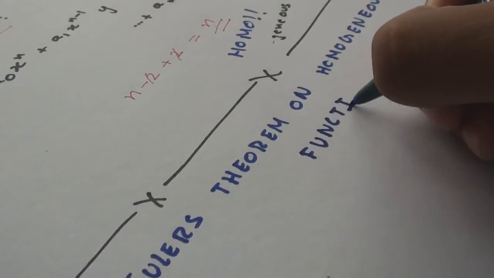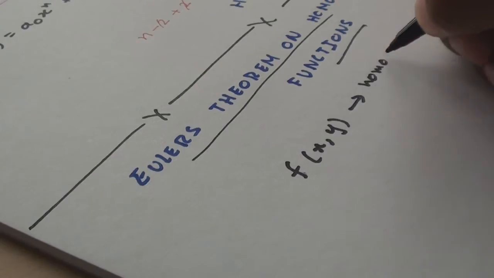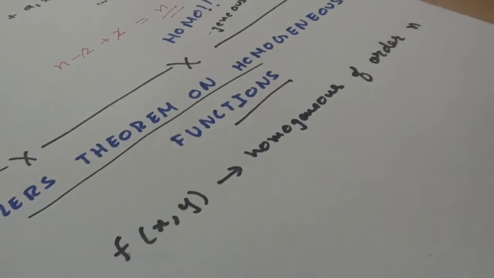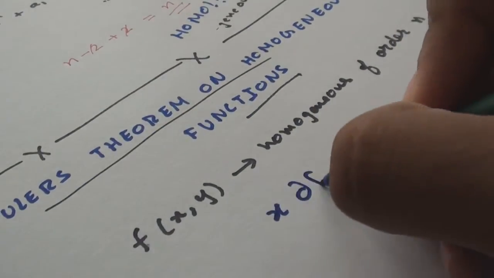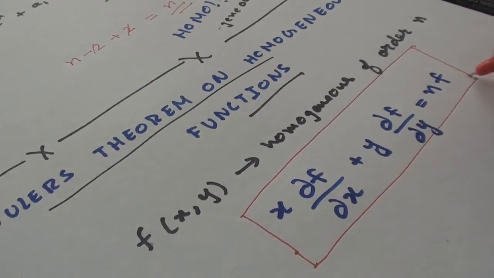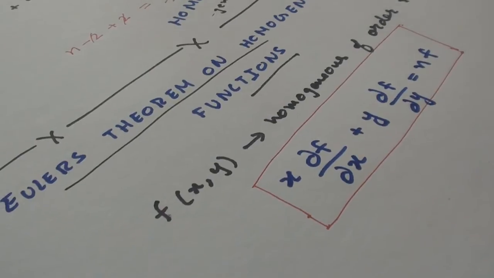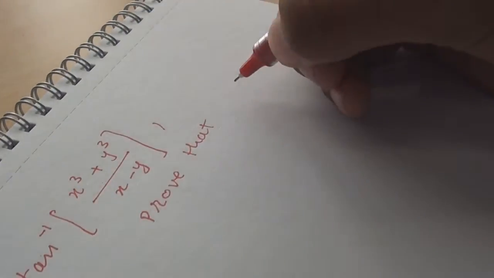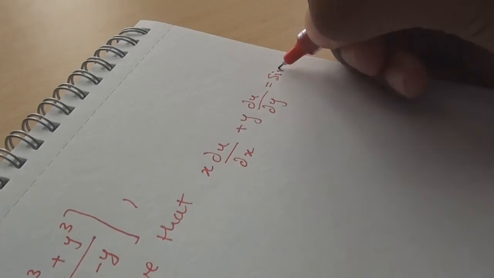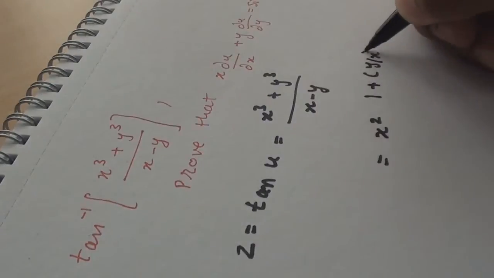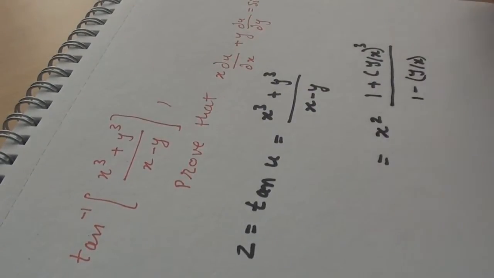Euler's theorem on homogeneous functions. If a function of x and y is a homogeneous function of order n in x and y, then x times the partial of f with respect to x plus y times the partial with respect to y equals n times f. It is pretty much used to solve problems in engineering textbooks, like if u equals tan inverse of x cube plus y cube by x minus y, prove that x del u by del x plus y del u by del y is equal to sin 2u. Just equate z with tan u, make it homogeneous, cancel out x and take x square common from the numerator and solve.